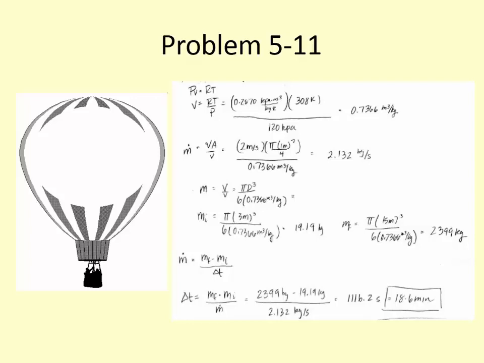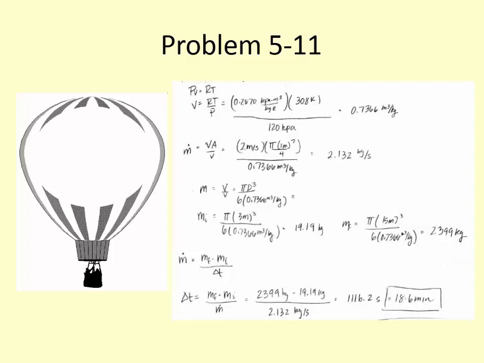Okay, so we know volume, we know density. What else might we want to know? We know the velocity of the air coming in. Do we want to know the mass flow rate? Probably, right? So mass flow rate is equal to the velocity times the cross-sectional area times the density, or divided by the specific volume. So that's what we solve for here, the specific volume.